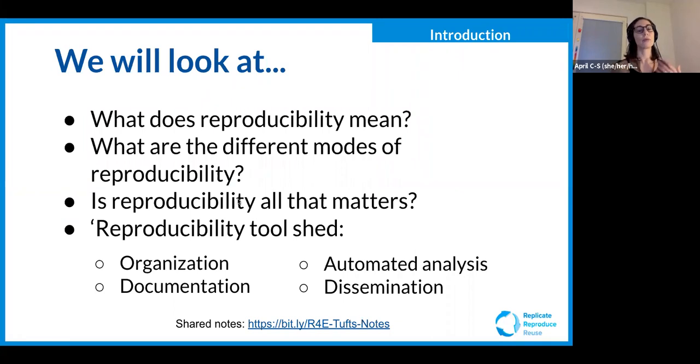So we're going to talk about what reproducibility means. What are the different modes? We're going to talk about how reproducibility fits into some of the larger things we need to think about as scientists, including rigor and logic and these sorts of issues. And then we're going to go through a reproducibility tool shed, focusing on what we call the four facets of reproducibility, which is organization, documentation, automated analysis, and dissemination. So you'll see these little tabs at the top of each of the slides will give you a sort of signal into which of these facets the different things we're going to talk about fall into.